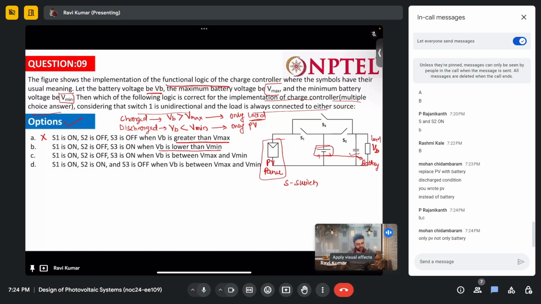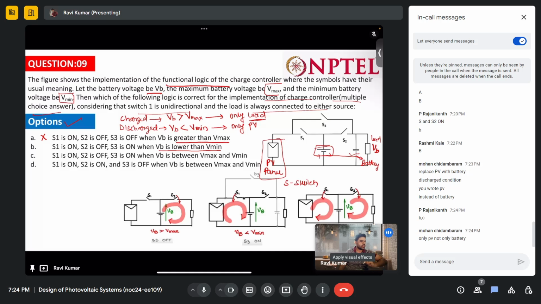Okay, if you're having confusion, you can have a look here as well. So these are the scenarios which we have also shown the first time. So this is the condition when it is fully charged. So this is connected with the load only. When it is fully discharged, it is connected with the PV only. When it is in between, it is connected with both things. So this is the thing we need to identify.